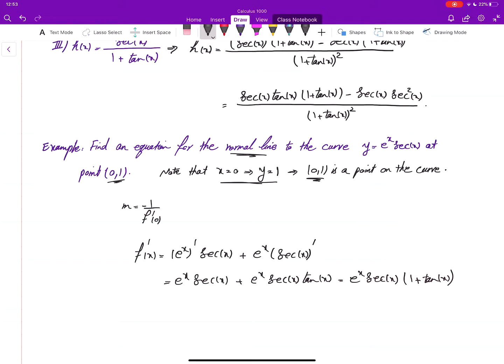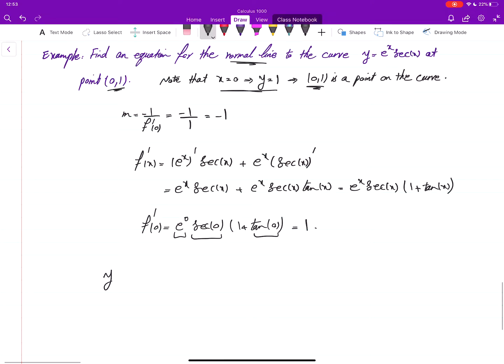Okay, f prime at 0 is now e to the power 0, secant of 0, where secant is 1 over cosine, times 1 plus tan of 0. So that means what? We have this is 1, this is 1, this is 0. So 1 will be the total. Then the slope will be negative 1 over 1. It is negative 1. We have a slope.